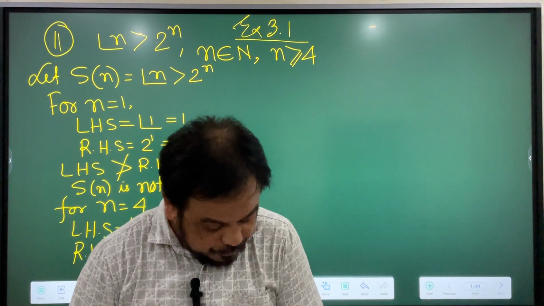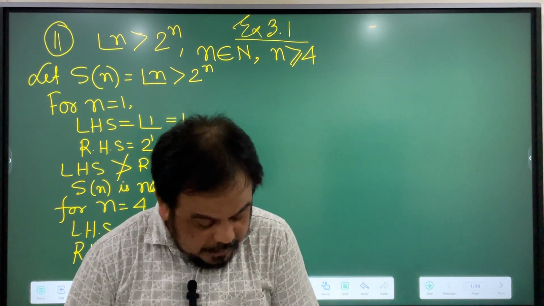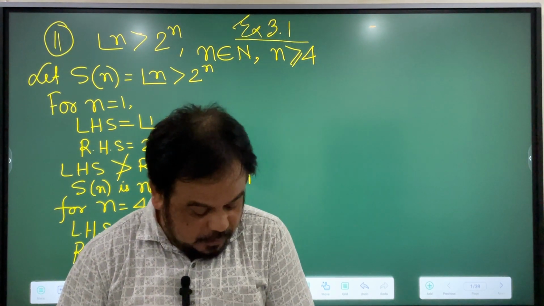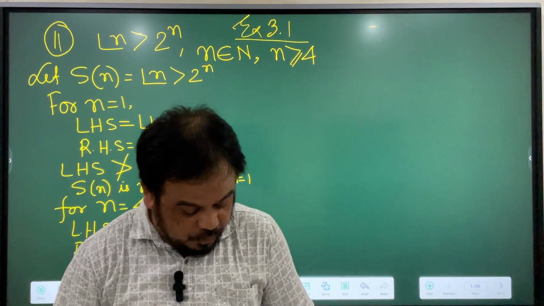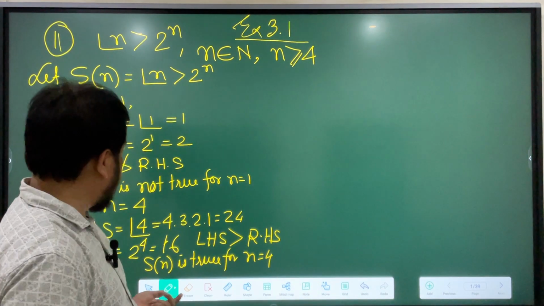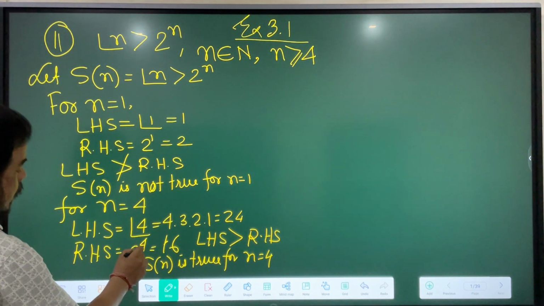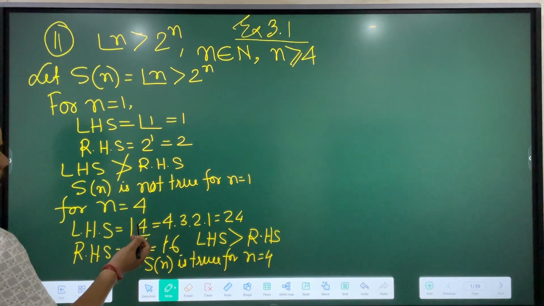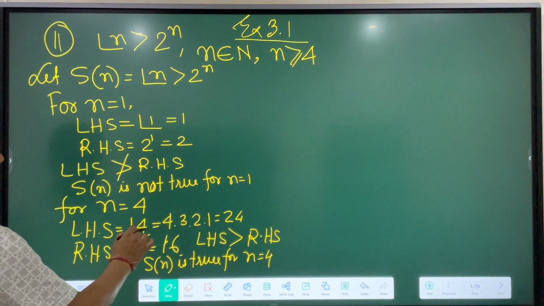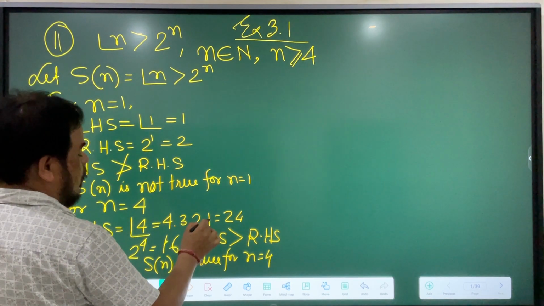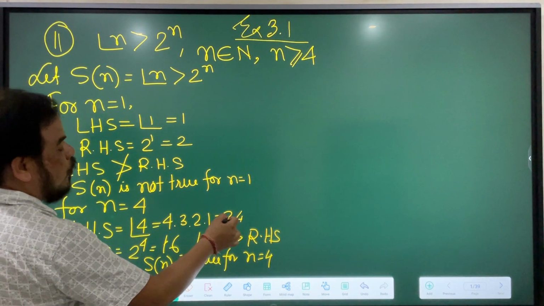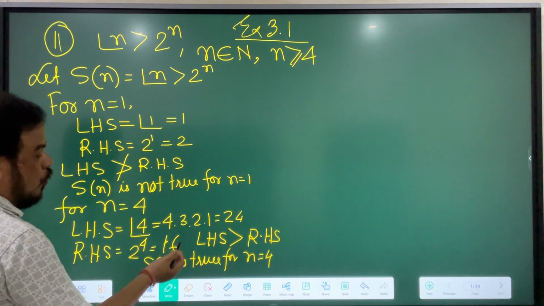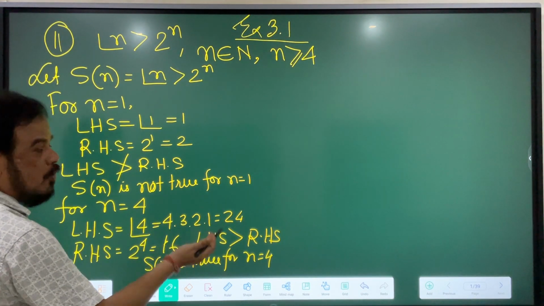It should be n is greater than or equal to 4. The question is a little wrong, so it should be greater than or equal to 4. If you go for 5, then also it is correct. Let us do it orally. Factorial 5 will be 5, 4, 3, 2, 1. 24 into 5 is 120. 2 to the power 5 is 32. So 120 is greater than 32. So 5 will be okay.